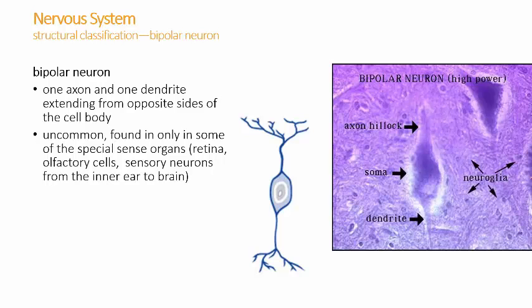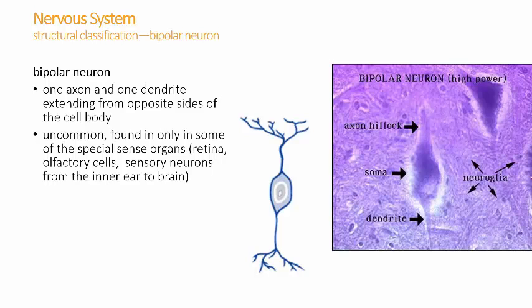So in the retina, the sensory neurons that receive light information and translate it into an electrical signal are bipolar neurons. The olfactory cells that you find in the smelling parts of the nose, and the sensory neurons that connect the inner ear, especially where we coordinate or receive information about balance, those are also bipolar neurons.